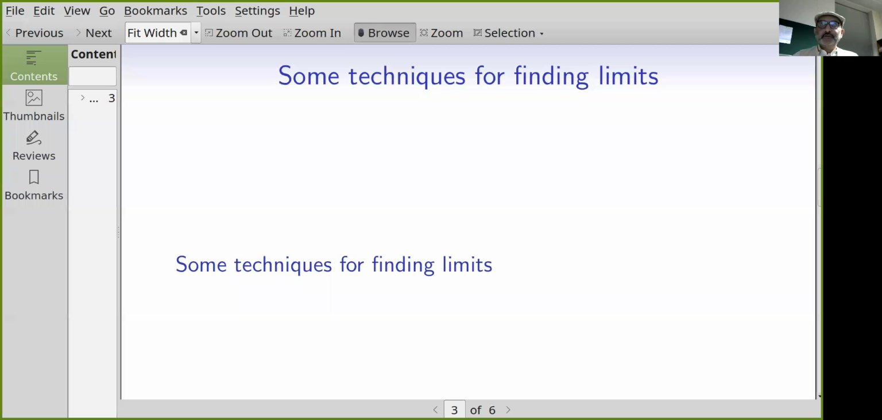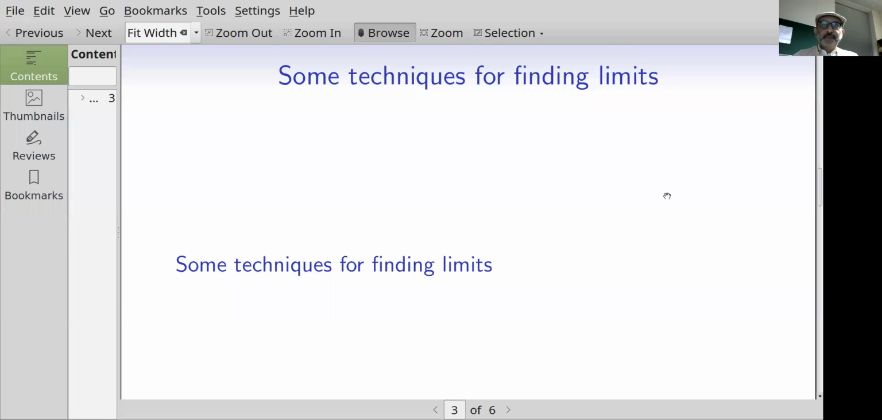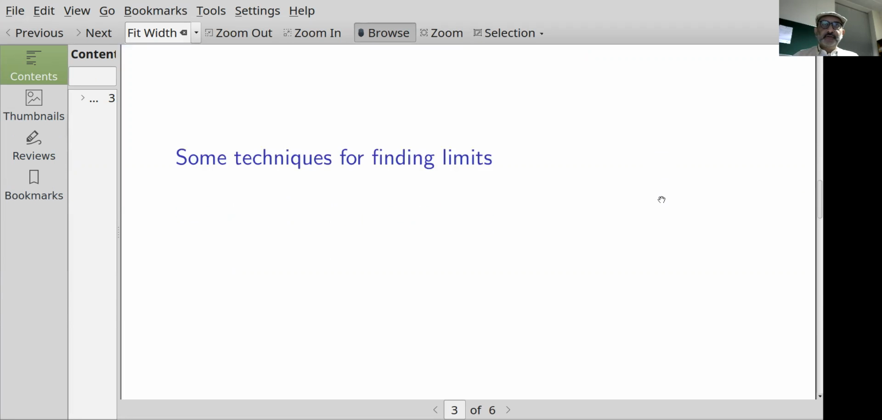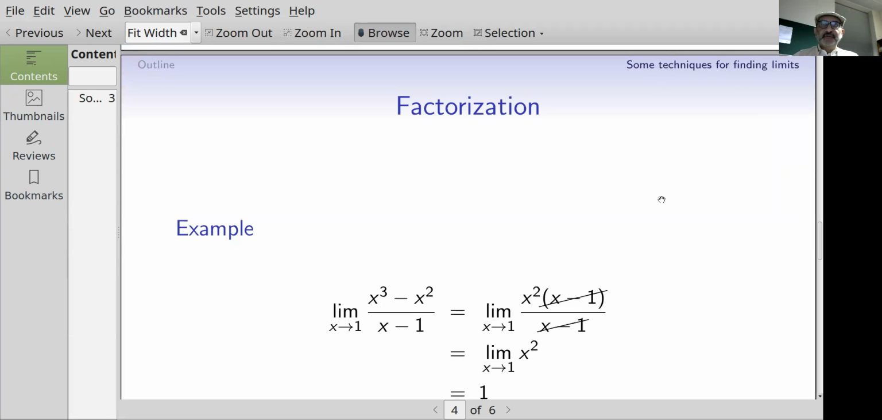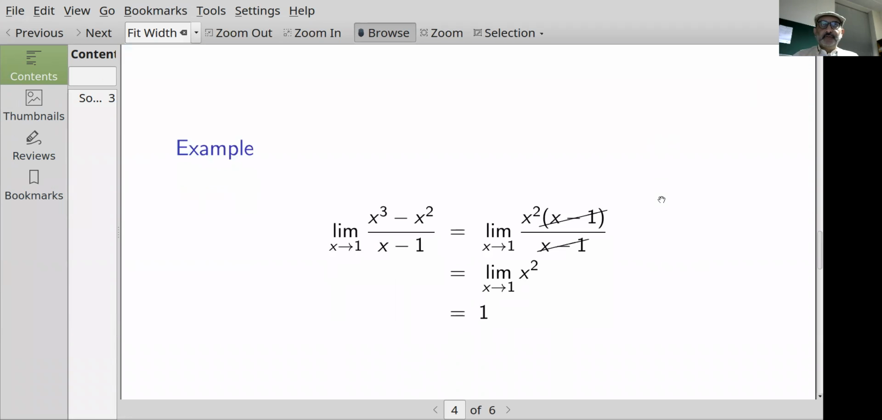Now we consider a couple of useful techniques for finding limits, some algebra that can be used to simplify the calculation of the limit. The first of these techniques is factorization, and here's an example of it. We want the limit as x goes to 1 of x cubed minus x squared over x minus 1.